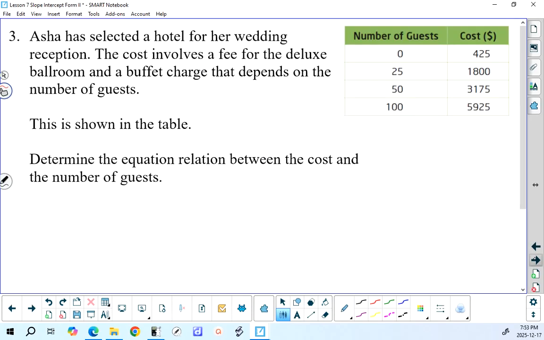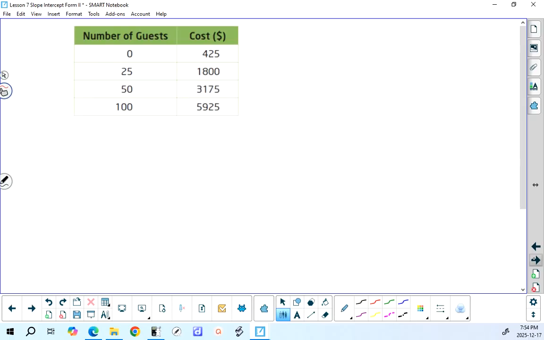Number 3, Asha has selected a hotel for her wedding reception. The cost involves a fee for the ballroom and a buffet charge that depends on how many guests there are. So we've got the independent variable, which is x, the number of guests, and the dependent variable, which is y. And I just remembered I've got this on another page because I want to show you something.